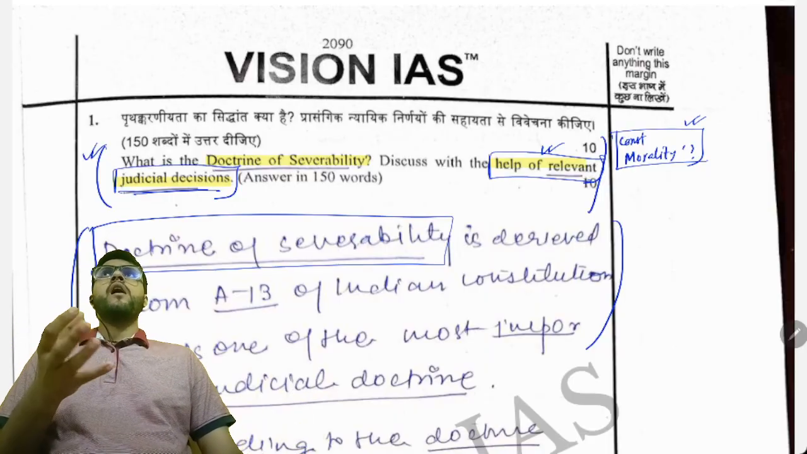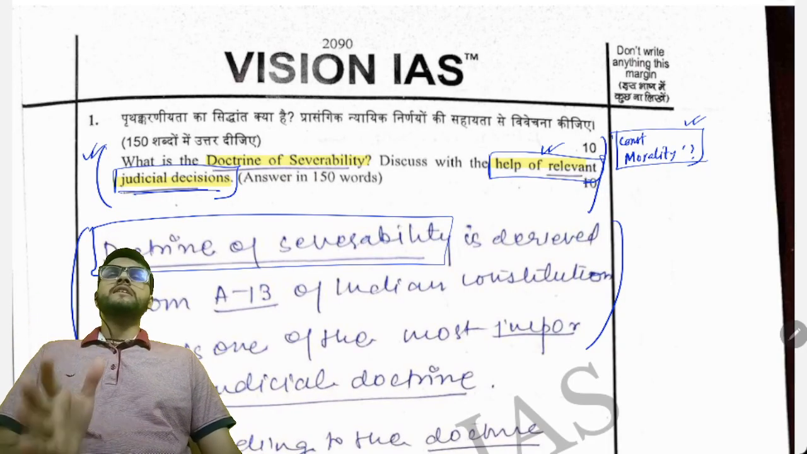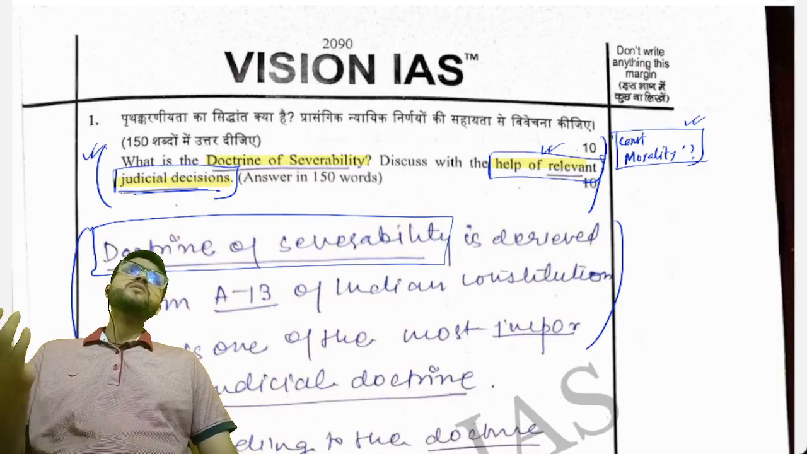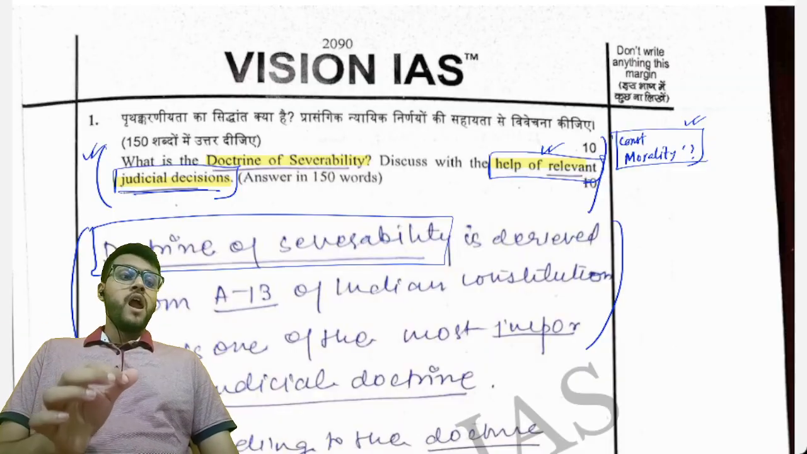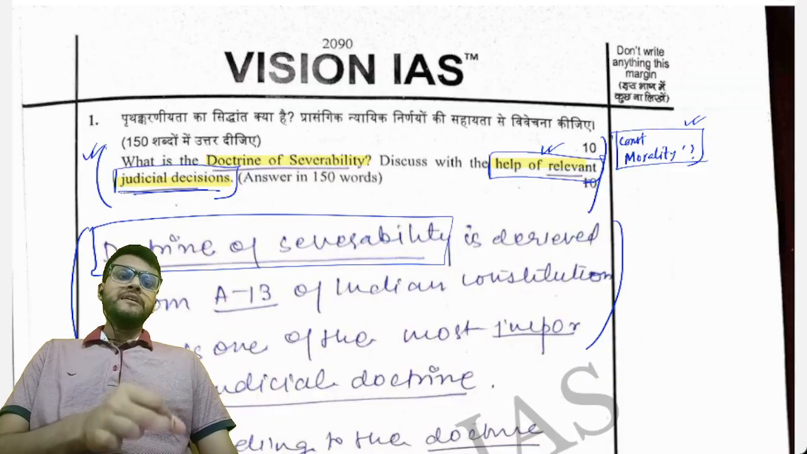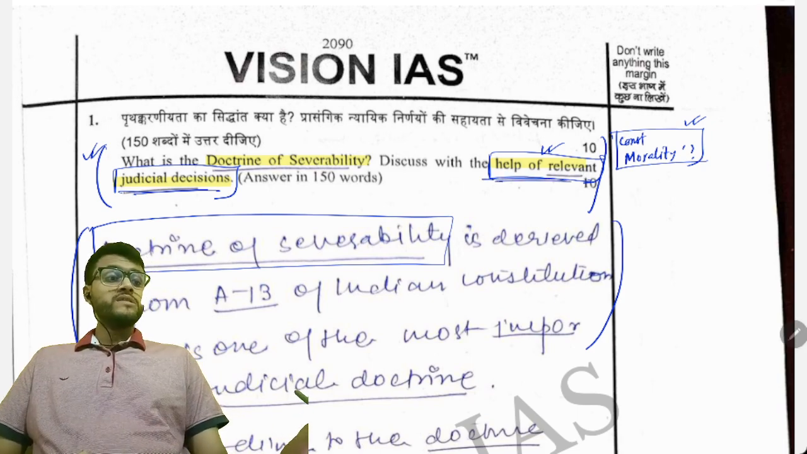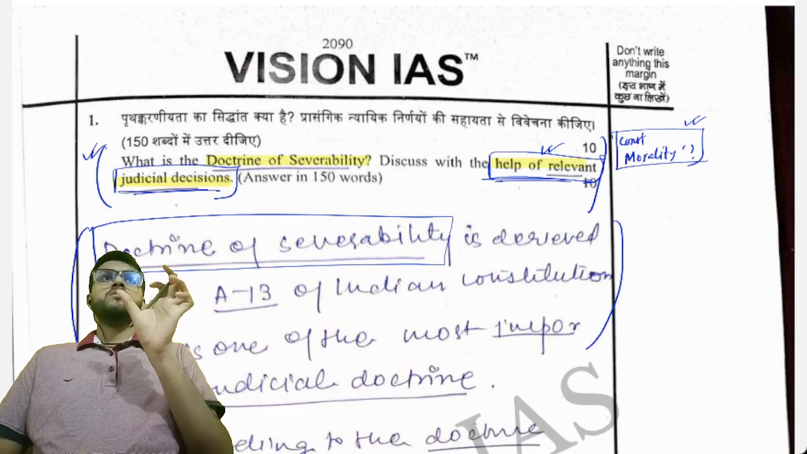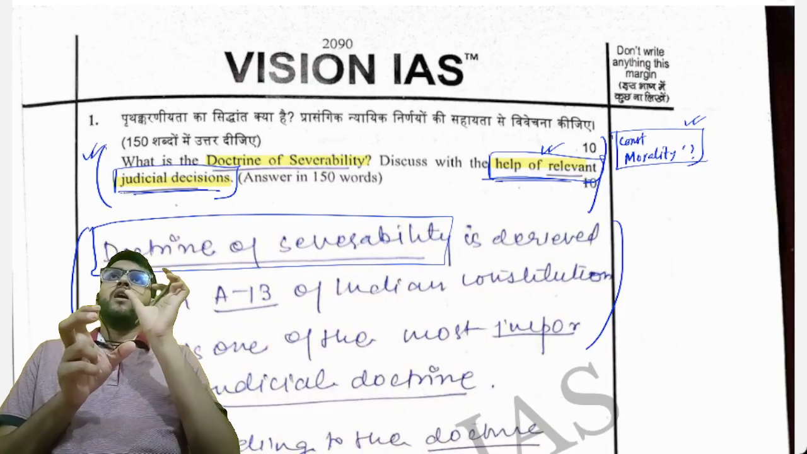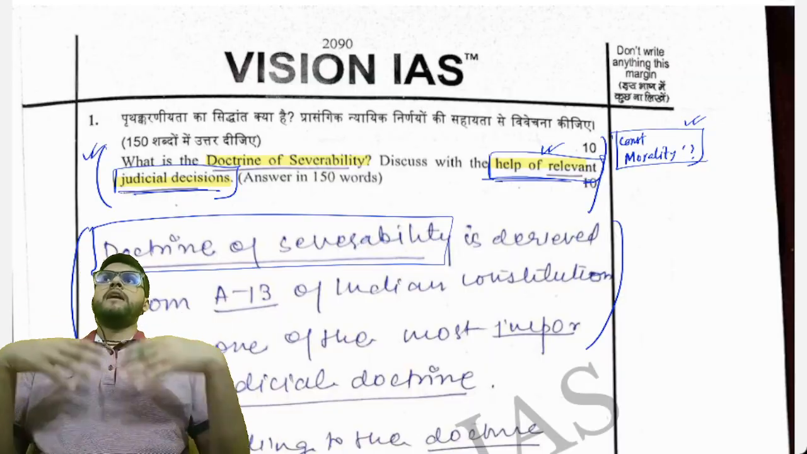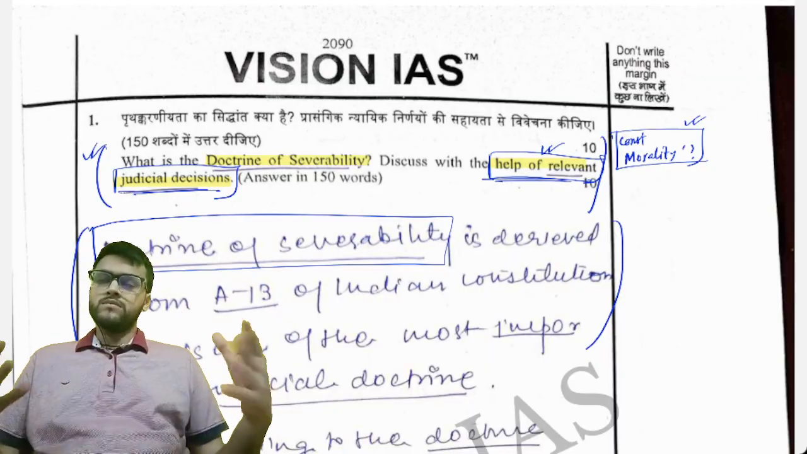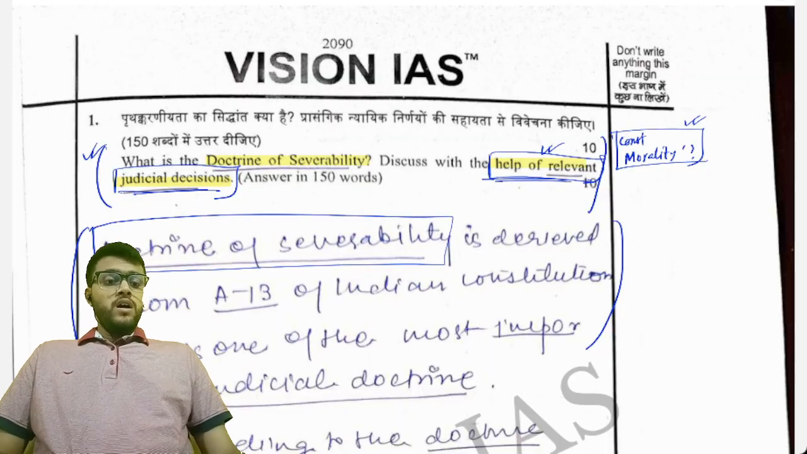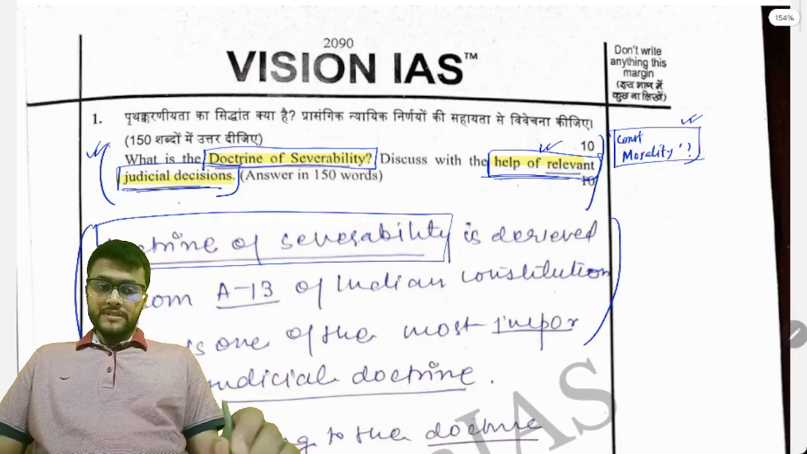If you try to remember the PYQ in polity, a question asked by UPSC was: what is constitutional morality, and discuss it with the help of relevant judicial decisions. So, with the help of relevant judicial decisions, this is the theme by which they merge with another topic and frame the question. So, what is the doctrine of severability?